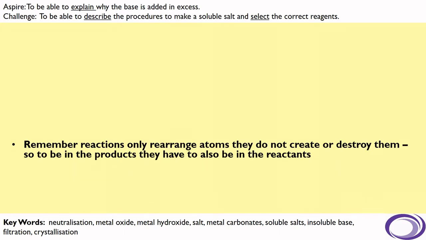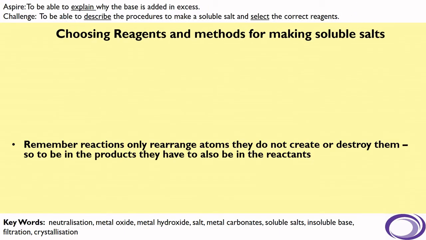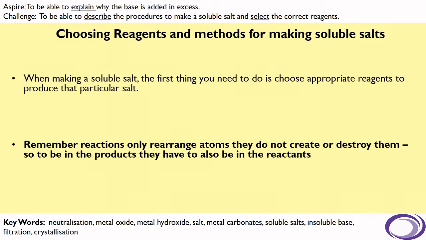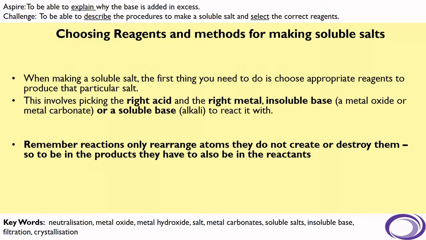Now remember, reactions only rearrange atoms. They do not create or destroy them. So if an element is in the products, it will also have to be in the reactants. So when making a soluble salt, the first thing you need to do is choose appropriate reagents. That involves picking the right acid and the right metal, insoluble base or soluble base to react it with.